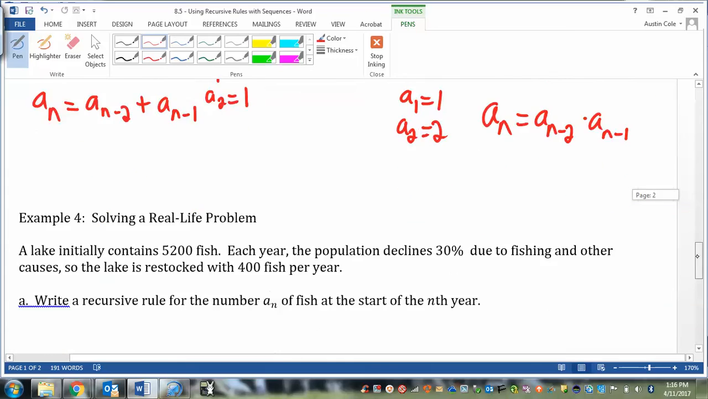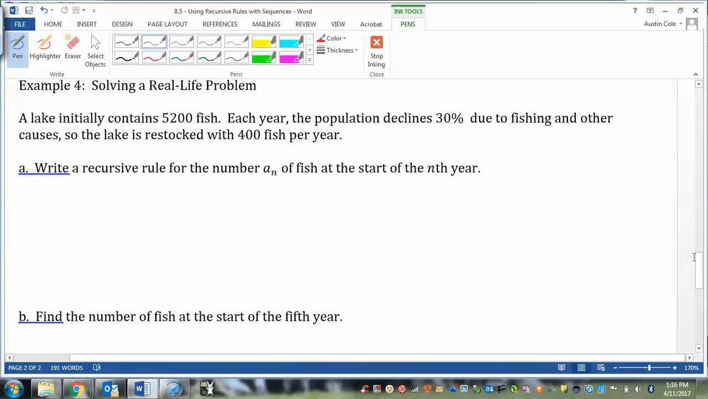Okay, last problem here. I think this stuff's kind of cool. It says a lake initially contains 5,200 fish. Each year the population declines 30% due to fishing and other causes. Let's be real, things might die, other fish might eat other fish. So the lake is restocked every year with 400 new fish. We start with 5,200, 30% don't make it, but then they restock every year 400 new fish. Write a recursive rule for the number a sub n of fish at the start of the nth year.